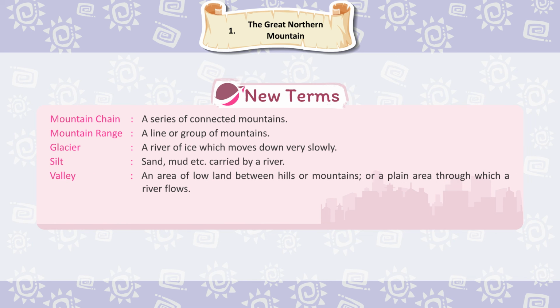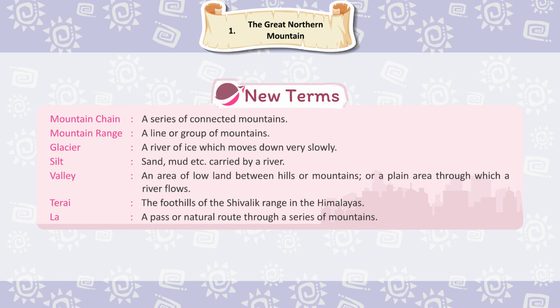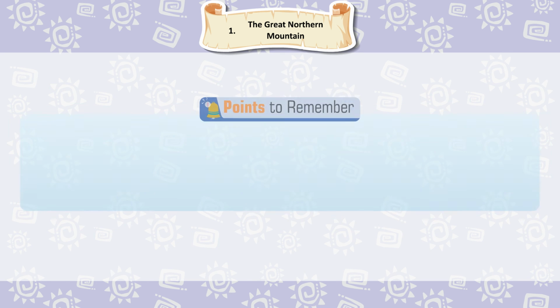Valley, an area of low land between hills or mountains or a plain area through which a river flows. Terai, the foothills of the Shivalik Range in the Himalayas. La, a pass or natural route through a series of mountains.